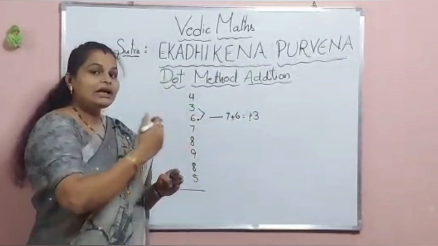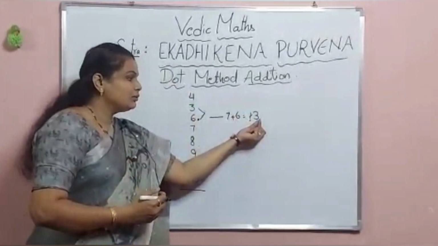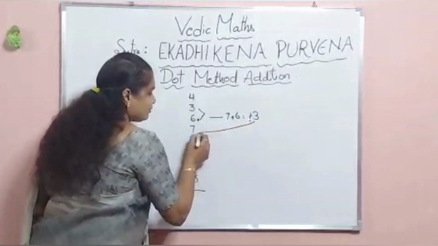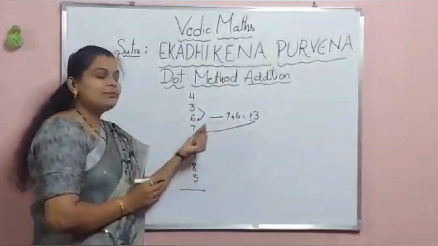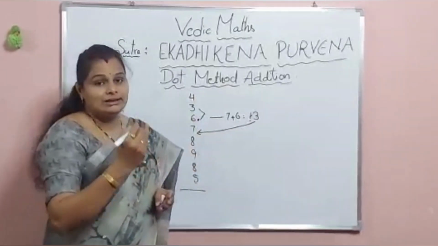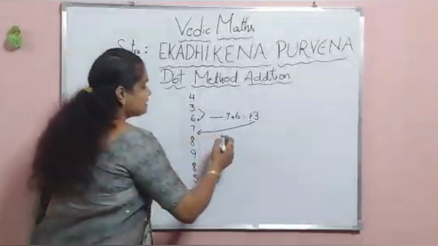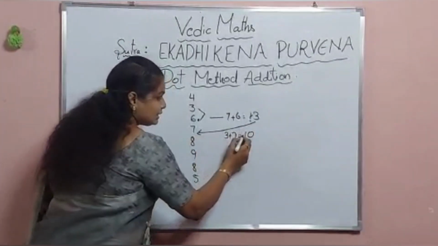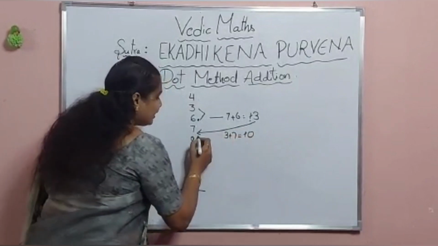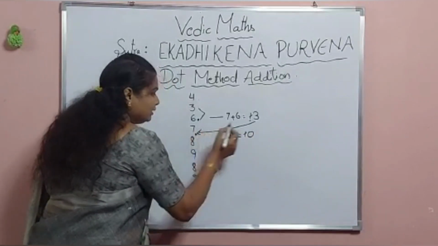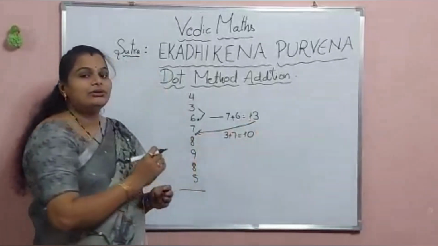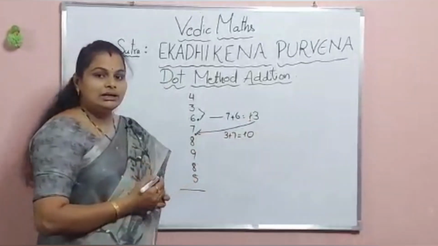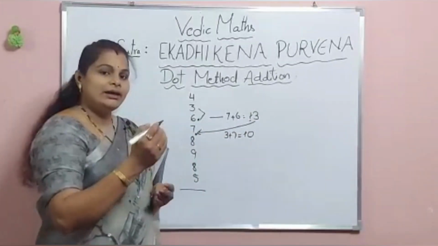Now how to carry the number? We carry this 3 to the next number. So this 3 we add to the 7. 3 plus 7 is again 10, right? 10 is a double digit number, so the tens place digit we drop and keep a dot here, and we carry 0 to the next number. So 0 plus 8 is 8. 8 is a single digit number, so no need to keep any dot.